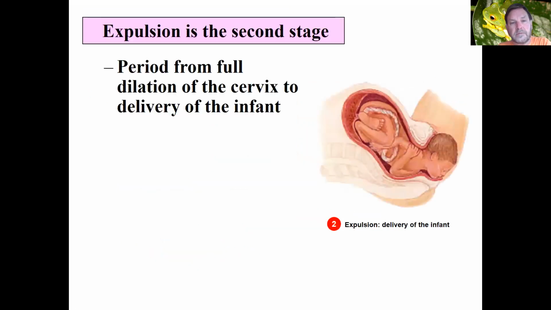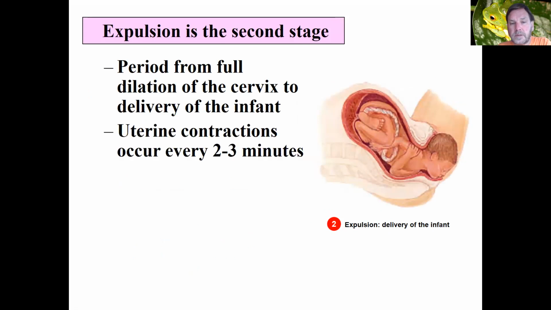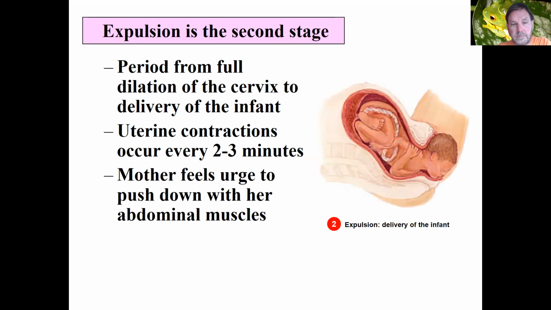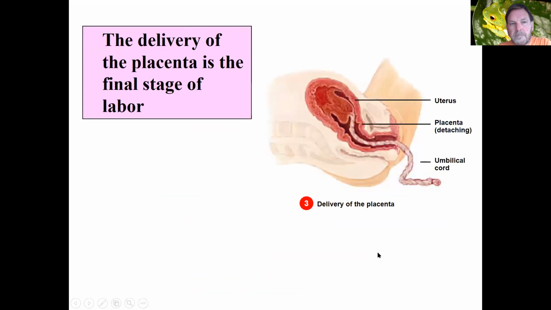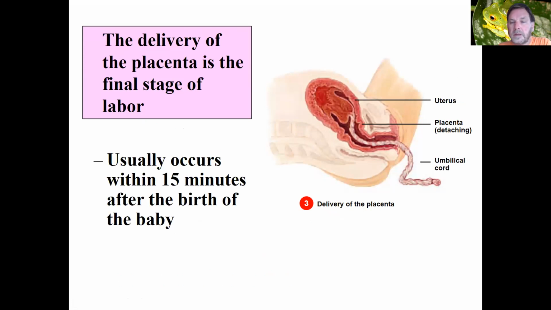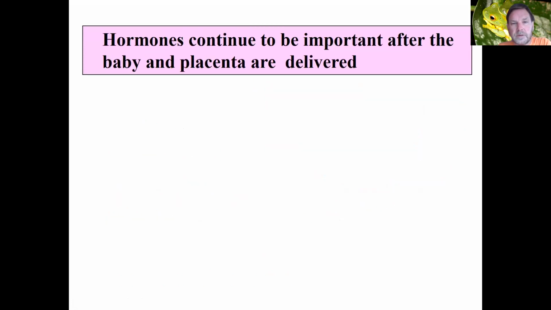In the second stage, you have expulsion. And this is when the fetus is delivered. You have contractions every 2 to 3 minutes, pushing down on the abdominal muscles. And this takes about 20 minutes. Finally, you have delivery of the placenta. And this occurs 15 minutes after birth. The umbilical cord is cut. They're liberated from the placenta.